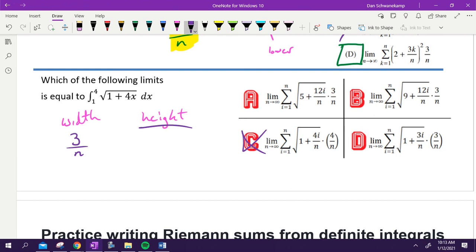The height. Now pay attention here. The height is going to be this: the square root of 1 plus 4, and then n for x is where I'm plugging in that lower bound plus the width. What's my lower bound? Well, that is 1. And the width is 3 over n times the letter i based on what they gave me. Everybody see what I'm doing there? I'm always plugging that into my equation.